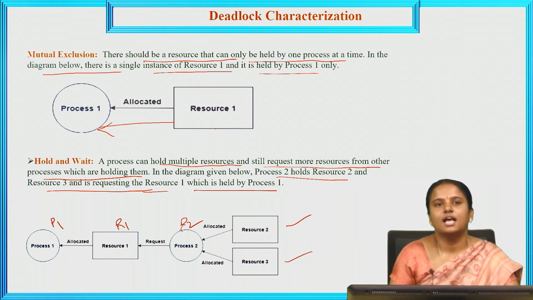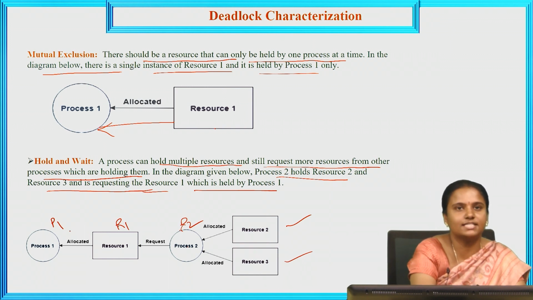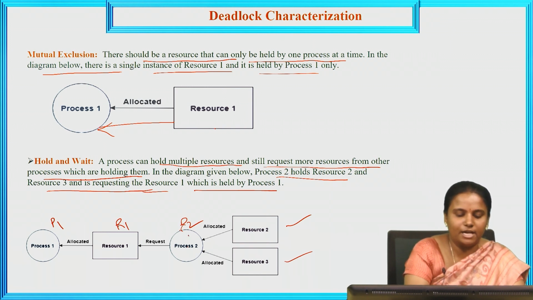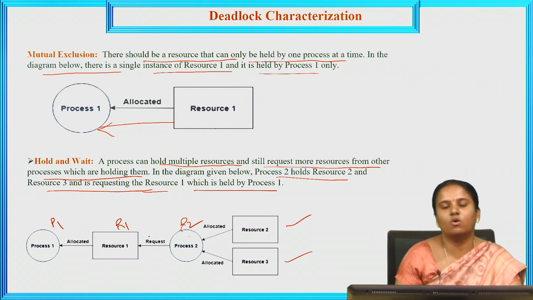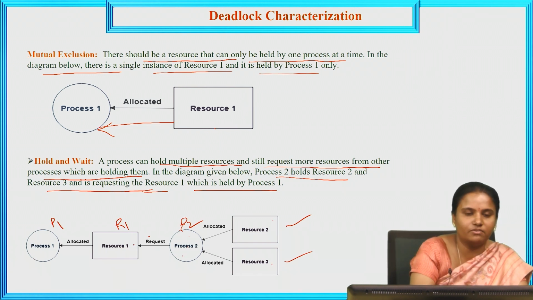Why? Because here one process is holding or allocated, and the other is waiting. One should be on hold, one should be waiting. So who is waiting, and who is allocated here? Resource 1 is allocated, and P2 is requesting resource 1. Who is waiting? R2 and R3 are waiting, because P2 is waiting for resource 1.